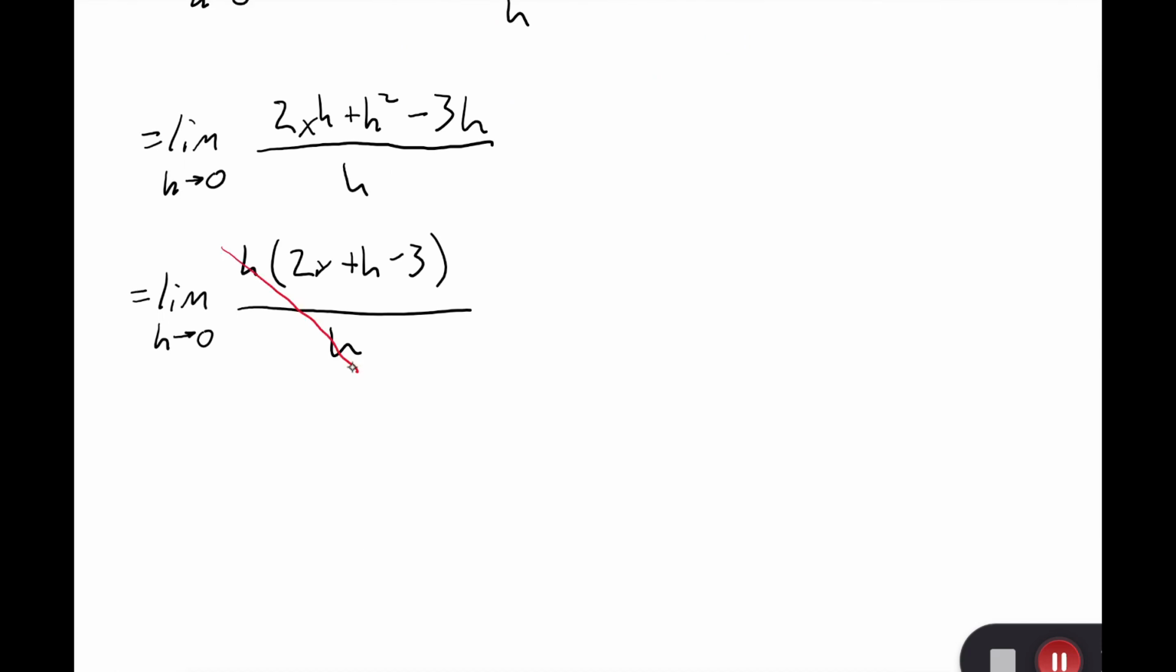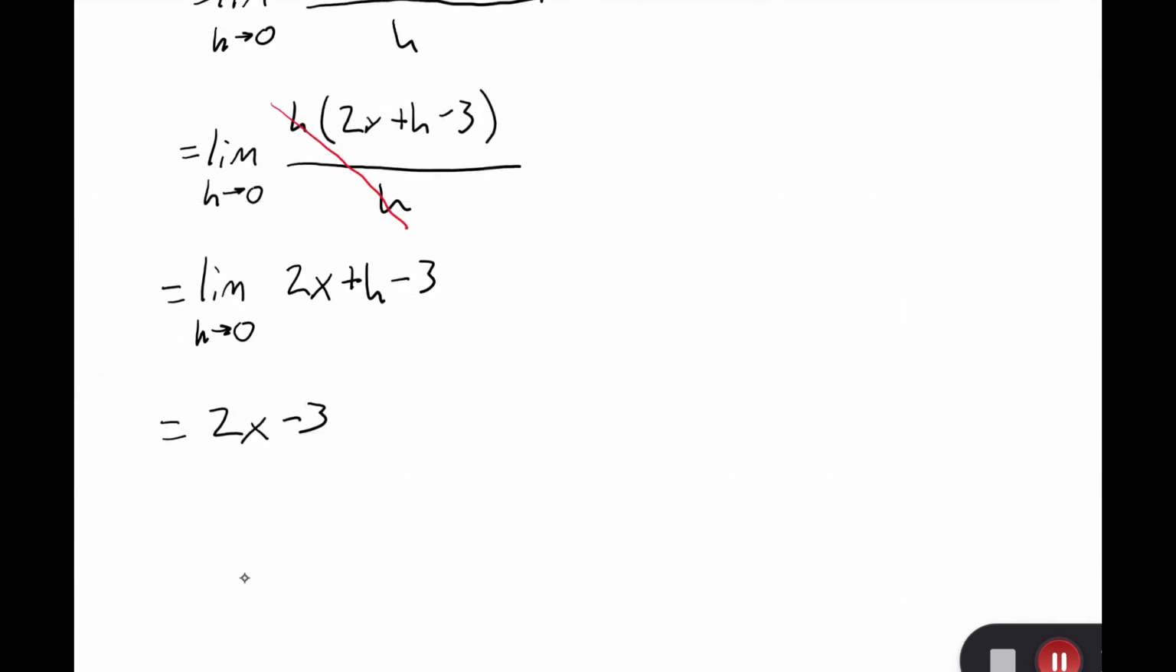Using red again to cancel, right? Those two h's cancel each other out. And so we end up with the limit as h approaches 0 of 2x plus h minus 3. By direct substitution, this just gives me the equation 2x minus 3. So all of that work to tell me that f prime of x equals 2x minus 3.